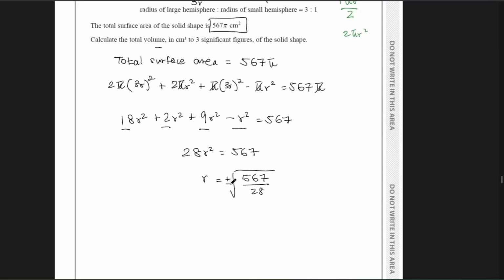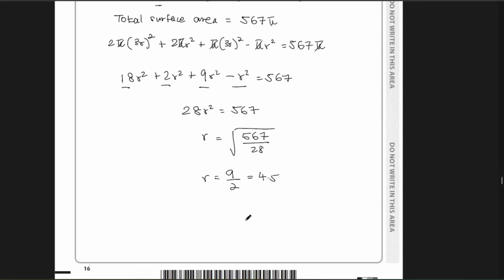We're not going to add a plus or minus sign here because we cannot have a negative value for radius. So we don't need a plus or minus sign here. So r is equal to, let's put this on our calculator. This gives us 9 over 2, or you can say this is 4.5. So what is r? r is the radius of the smaller hemisphere. So we should also find what 3r is. So 3r would be 3 times 9 over 2, which is 27 over 2, 13.5. So the radius of the larger hemisphere is 13.5, smaller hemisphere is 4.5.